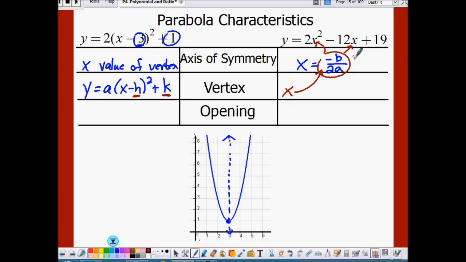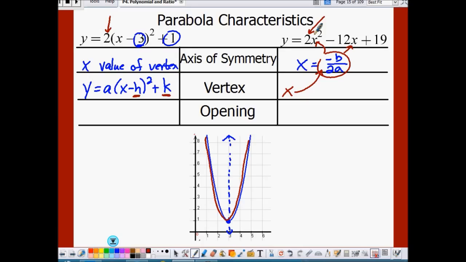And the last one, opening. Some parabolas open upwards, they cup up. Some parabolas cup downwards. To find out whether a parabola cups upwards or downwards, you simply look at your A. And in our transformation form, this was A. And notice in our standard form, the A is going to be the same number. That's the reason we call it A in both of them.